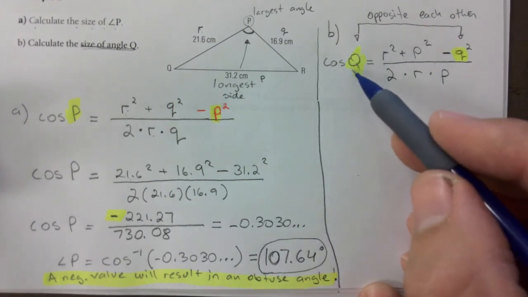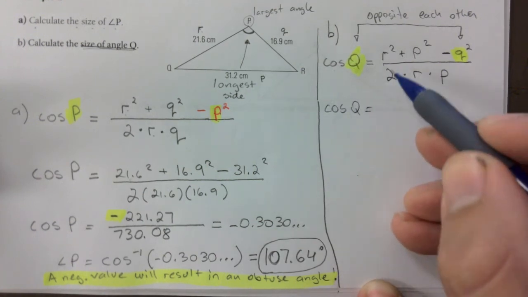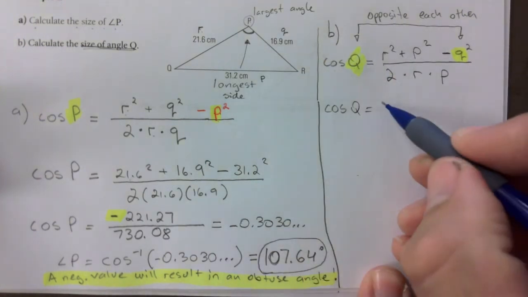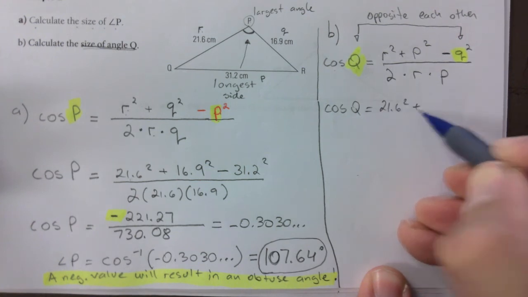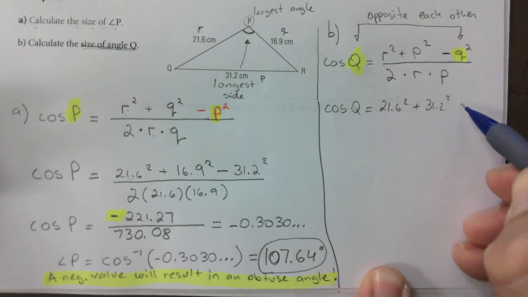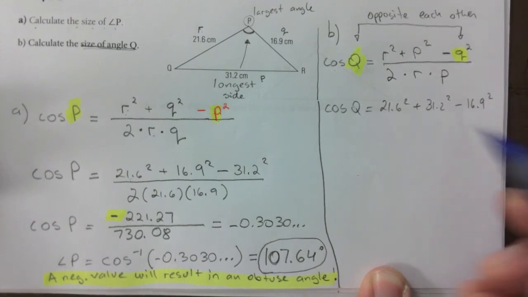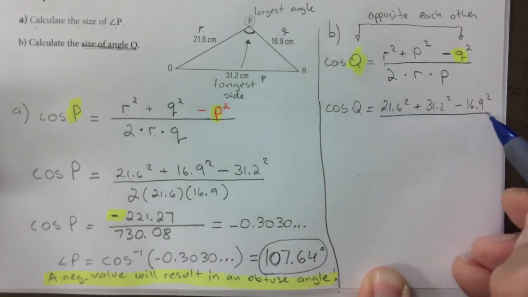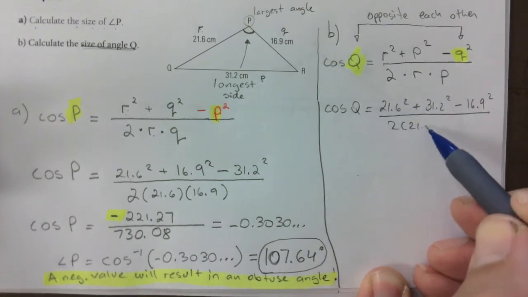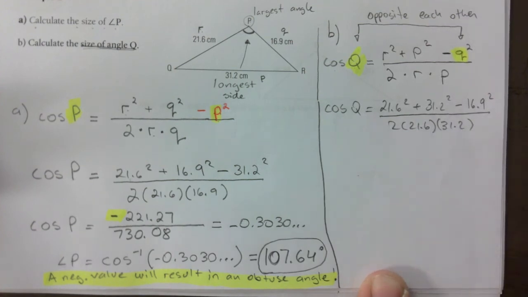So that's what I have. So I'm going to now insert my values. R is 21.6. I'm going to square that. P is 31.2. Square that. Minus Q, which is 16.9 squared. Over 2 times 21.6 times 31.2.